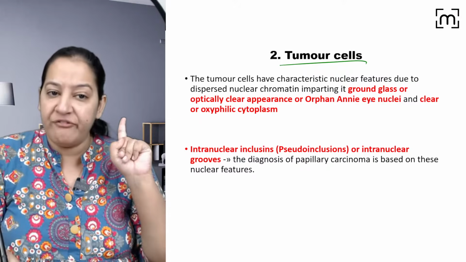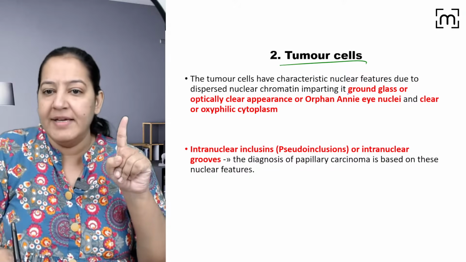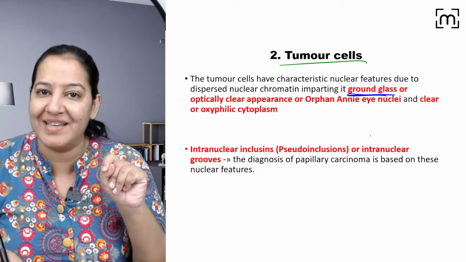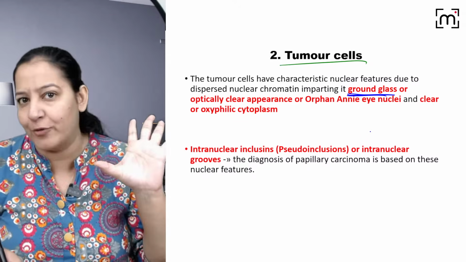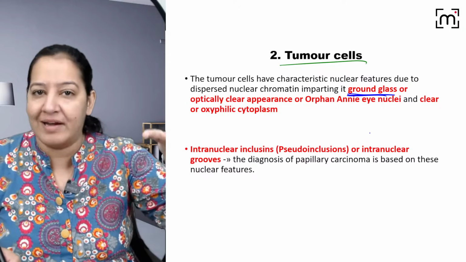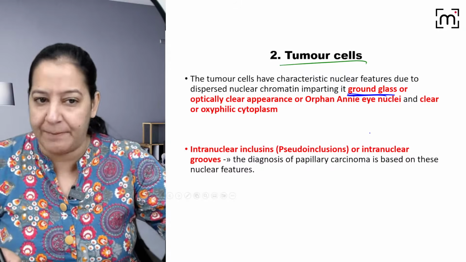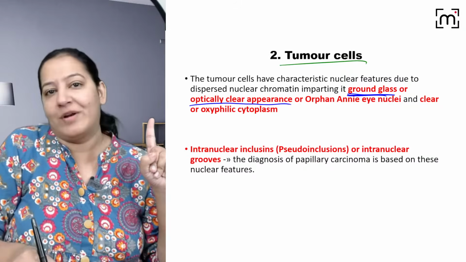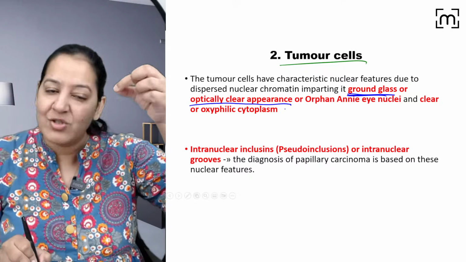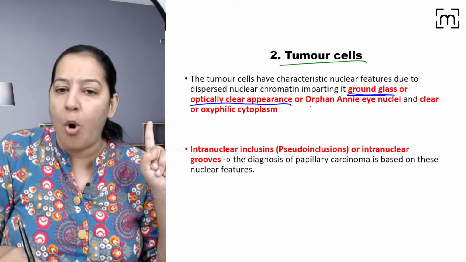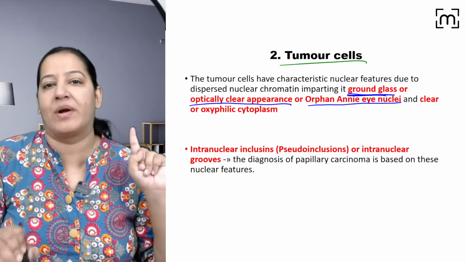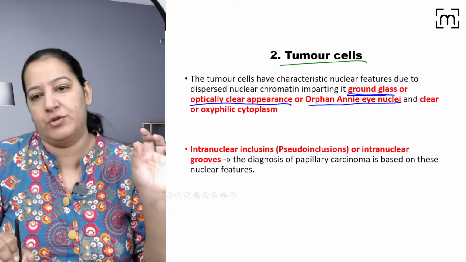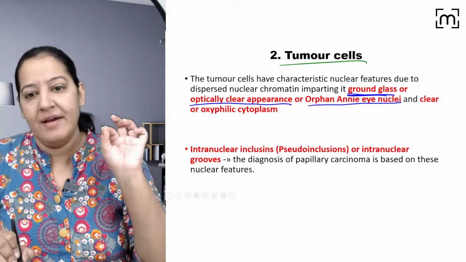The nucleus of each of these cells is like a glass. It is like a transparent glass nucleus. It is not opaque. It is like a glass. Window glass, ground glass appearance. It is an optically clear nucleus. You know, the glass is optically clear. So the nucleus is clear. It is known as Orphan Annie Eye nuclei. This is the typical term given to that.